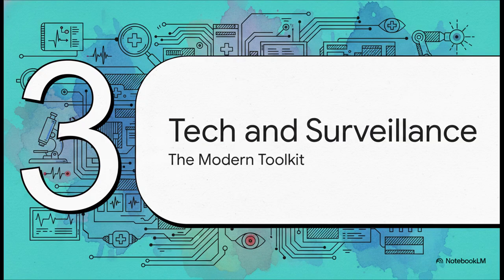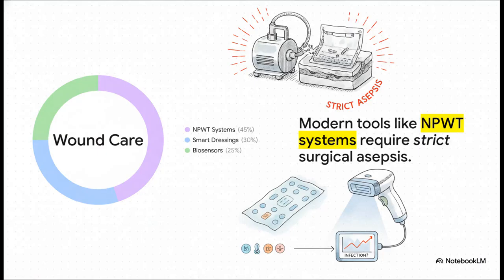Of course, modern practice isn't just about technique anymore. It's also about the tools we have at our disposal. Technology and constant vigilant surveillance are now a huge part of maintaining asepsis and, just as importantly, catching any failures early. And this chart gives you a great snapshot of what that modern toolkit looks like.